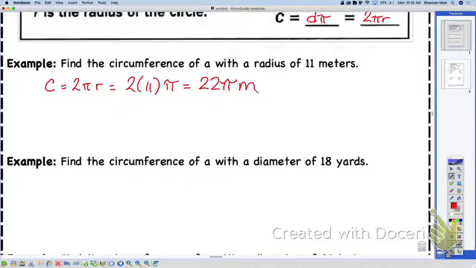And this isn't squared because I'm not taking a meter times a meter, am I? Do you have to take 22 times 3.14? There is a pi button on your calculator and you should use it. 3.14 is something we should know, but if you use the pi button, you would get approximately 69.1 meters.